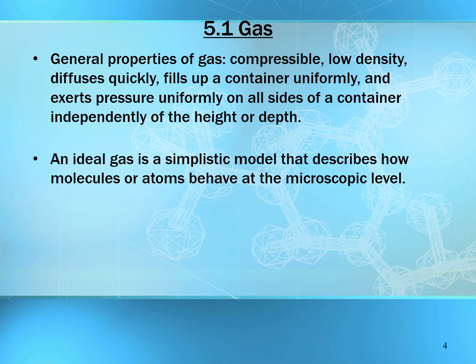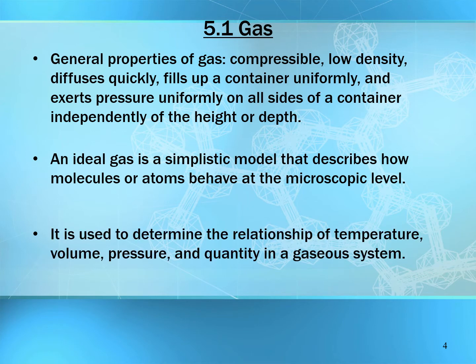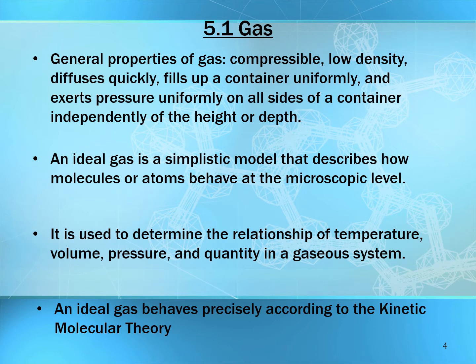An ideal gas is a simplistic model that describes how molecules or atoms behave at the microscopic level. It is used to determine the relationship of temperature, volume, pressure, and quantity in a gaseous system. An ideal gas behaves precisely according to the kinetic molecular theory.